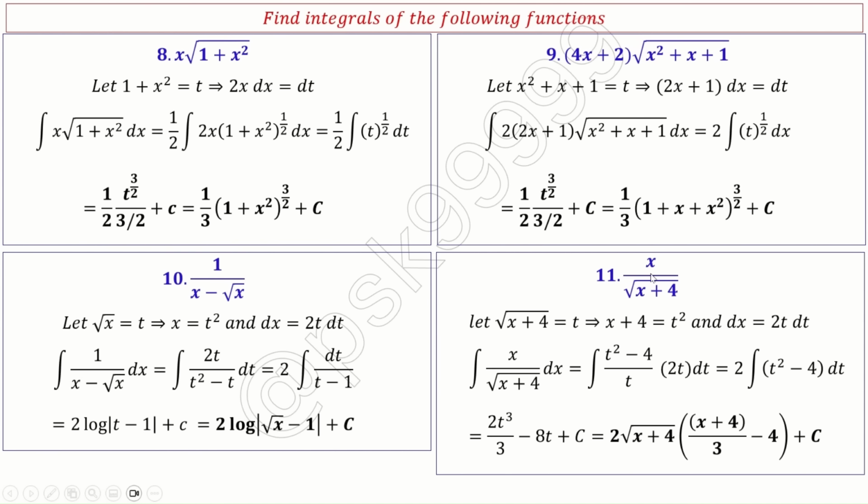Now, x divided by square root of x plus 4. Okay. Now again, I will take simply square root of x plus 4 as t. So x plus 4 is t square, so dx equal to 2t dt. Now I'll replace the terms.